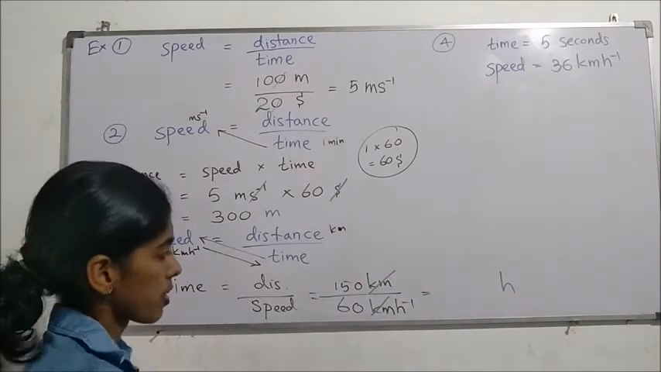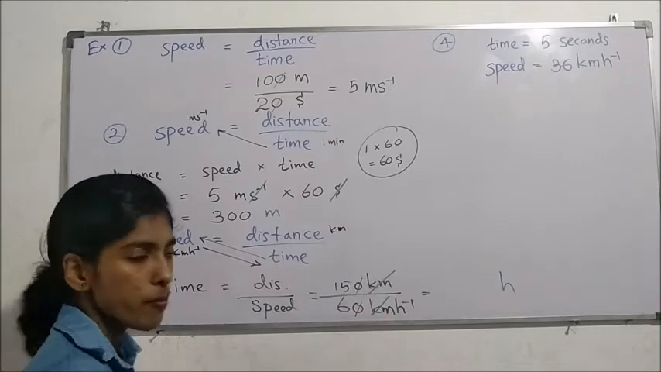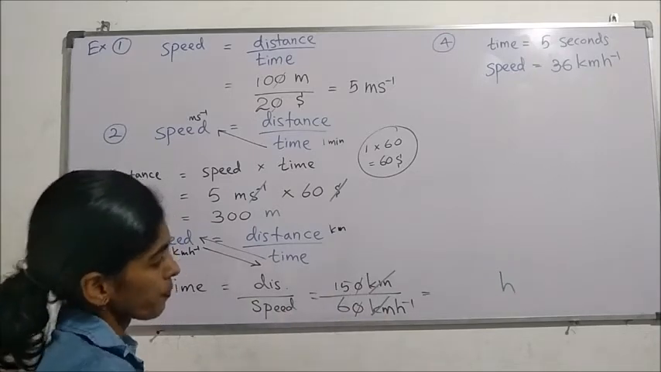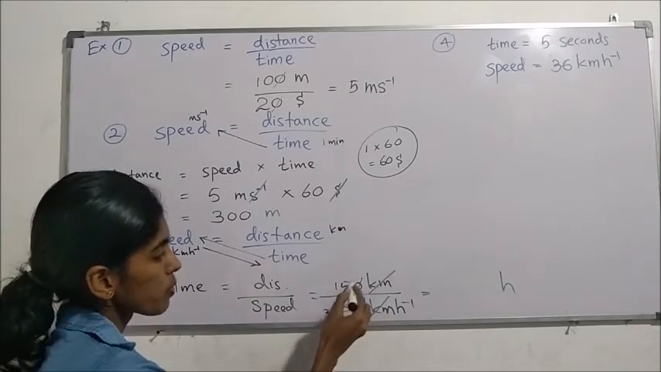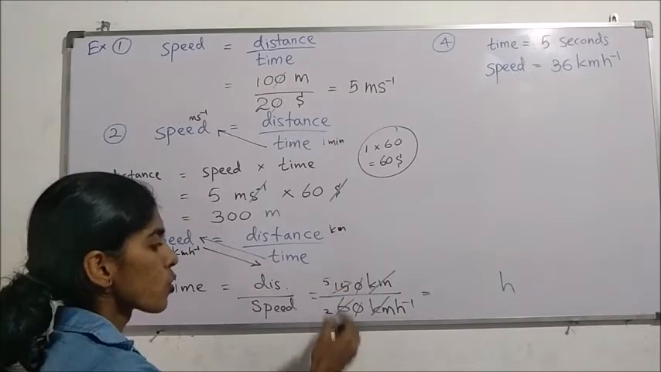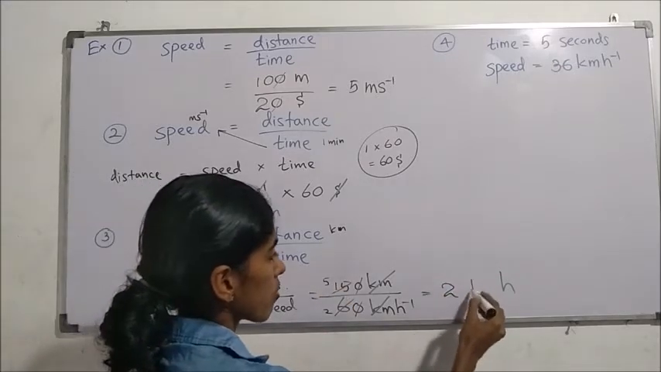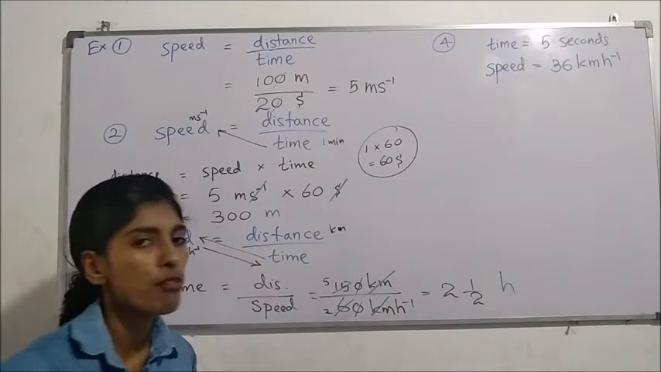Now the division part, 0 and 0 can cut. Both are divisible by 3. 3 times 2 here, 3 times 5. So 5 over 2 means 2.5. 2.5 hours.